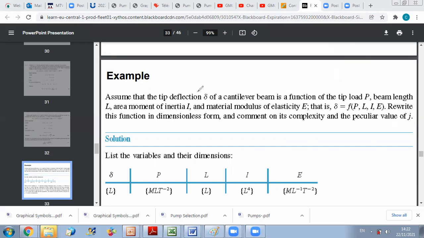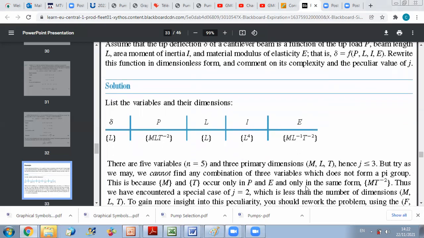Assume that the tip deflection delta of a beam is a function of the tip load P, the beam length L, the area moment of inertia I, and the material modulus of elasticity E. That is, delta is a function of P, L, I, and E. Rewrite this function in dimensionless form and comment on its complexity in finding the value of J. As usual, what is step one? Step one is to put our variables in a table and set the dimension of each variable.